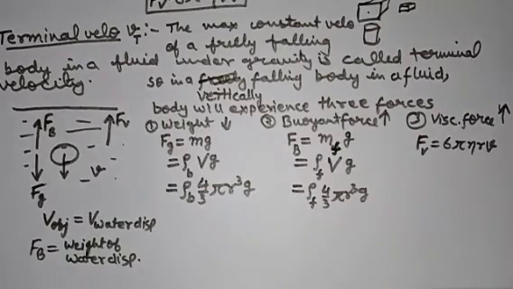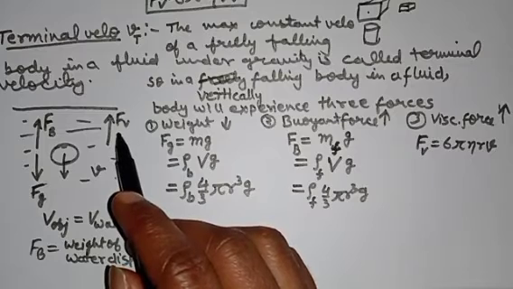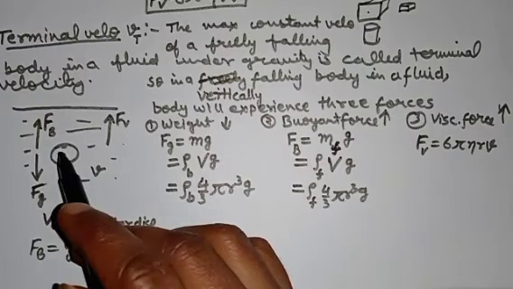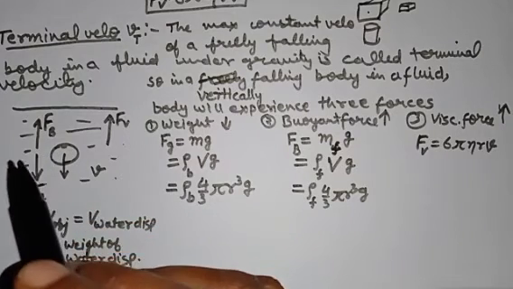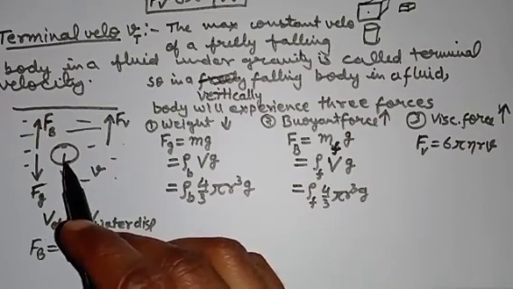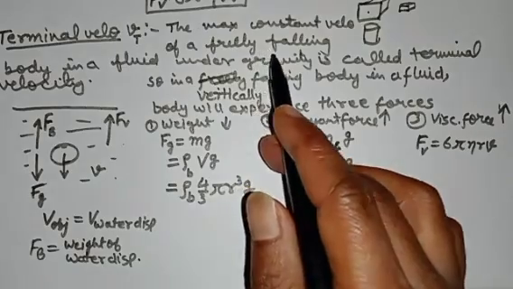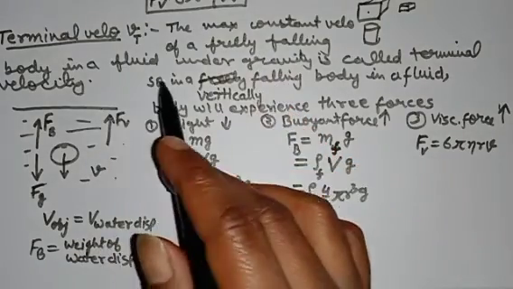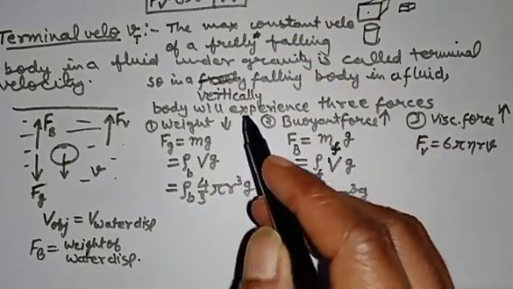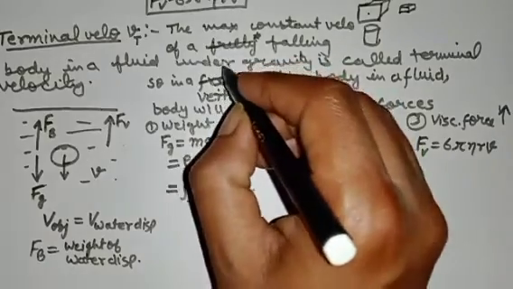The speed will increase, but as its speed increases, the viscous force acting on it will also increase. So the upward force is increasing. There will be a situation when the net force acting on that object will be 0. At that time, its speed will become constant, and that is what is written here: maximum constant velocity of a freely falling body in a fluid. Well, the word freely is subject to some risk. I will correct this: vertically falling body in a liquid.